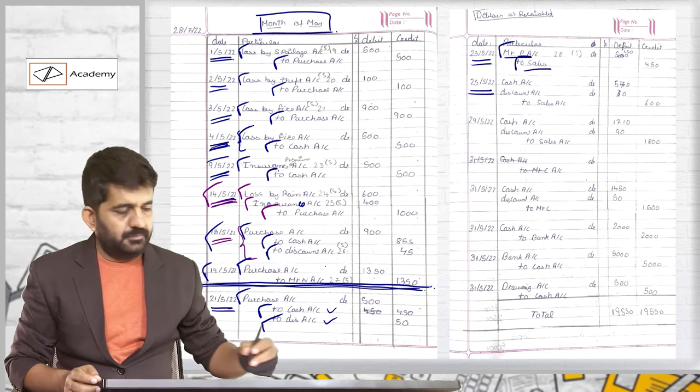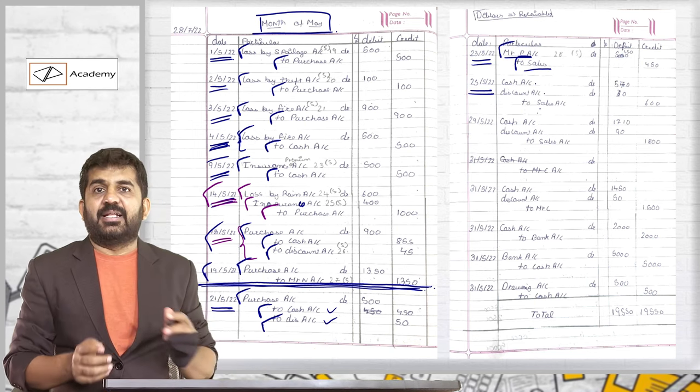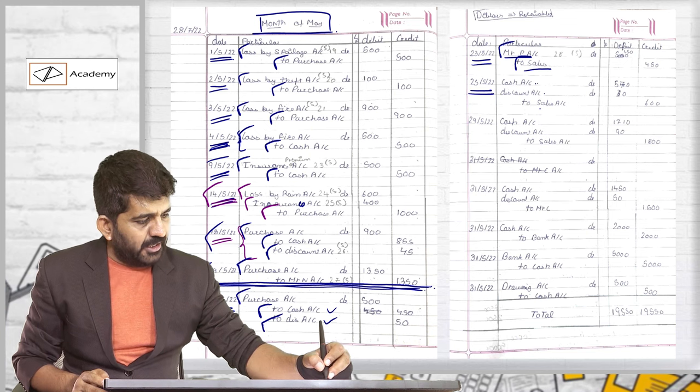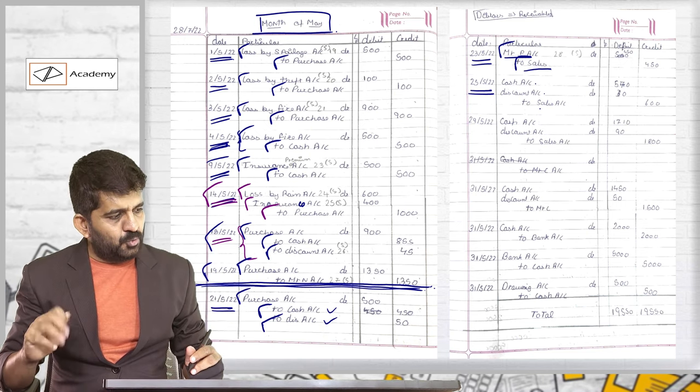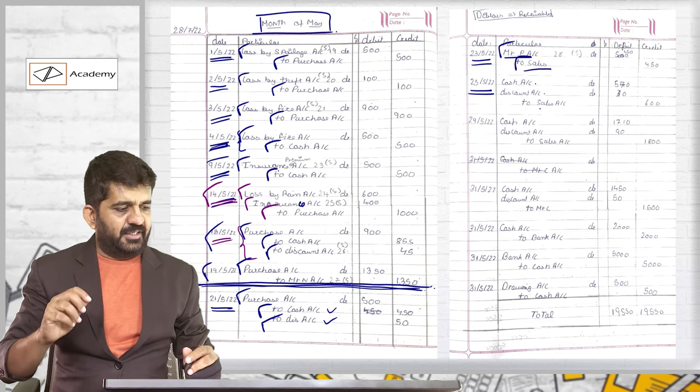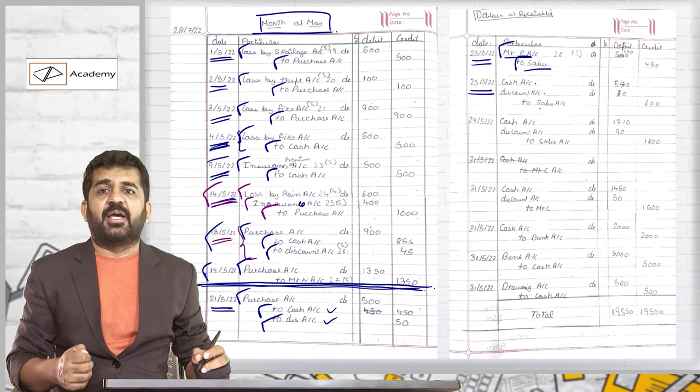25th May. Cash account debit, discount account debit to sales. Now there are more than one effect. So I will require a student who will give me the effect. Cash account debit, discount account debit to sales, and the date is 25-5.